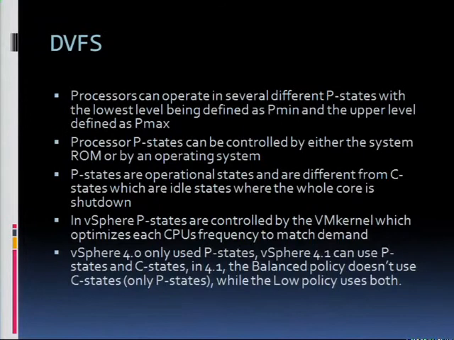Processors can operate in several different P states, with the lowest level defined as P min. That's the actual lowest scaling down that it can go to. So for a 4 gigahertz processor, P min might be like 1 gigahertz. And then there's P max, which is the upper level, which is basically just the maximum speed that the processor can operate at. The processor P states can be controlled by either the system ROM or by an operating system.